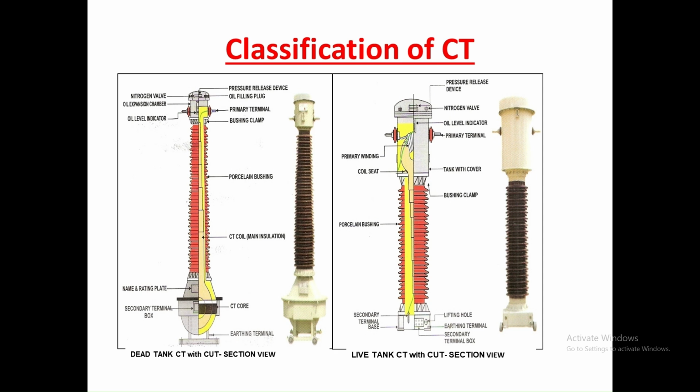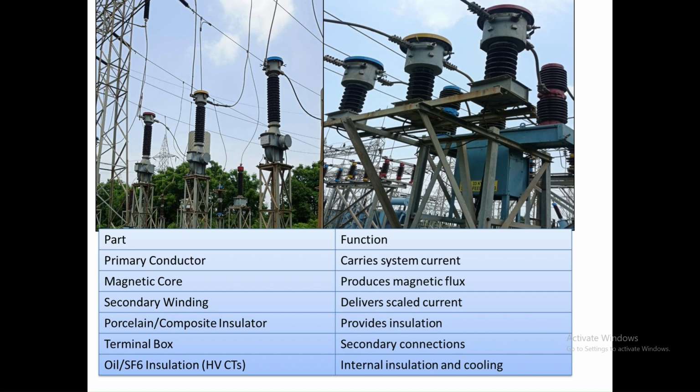The application of live tank and dead tank is based on the voltage values and design considerations. Here you can see on the right hand side a 33 kV CT, that is the voltage level is 33 kV, and all the three phase CTs are live tank CTs. And on the left hand side you can see 132 kV CTs, and they are dead tank CTs.